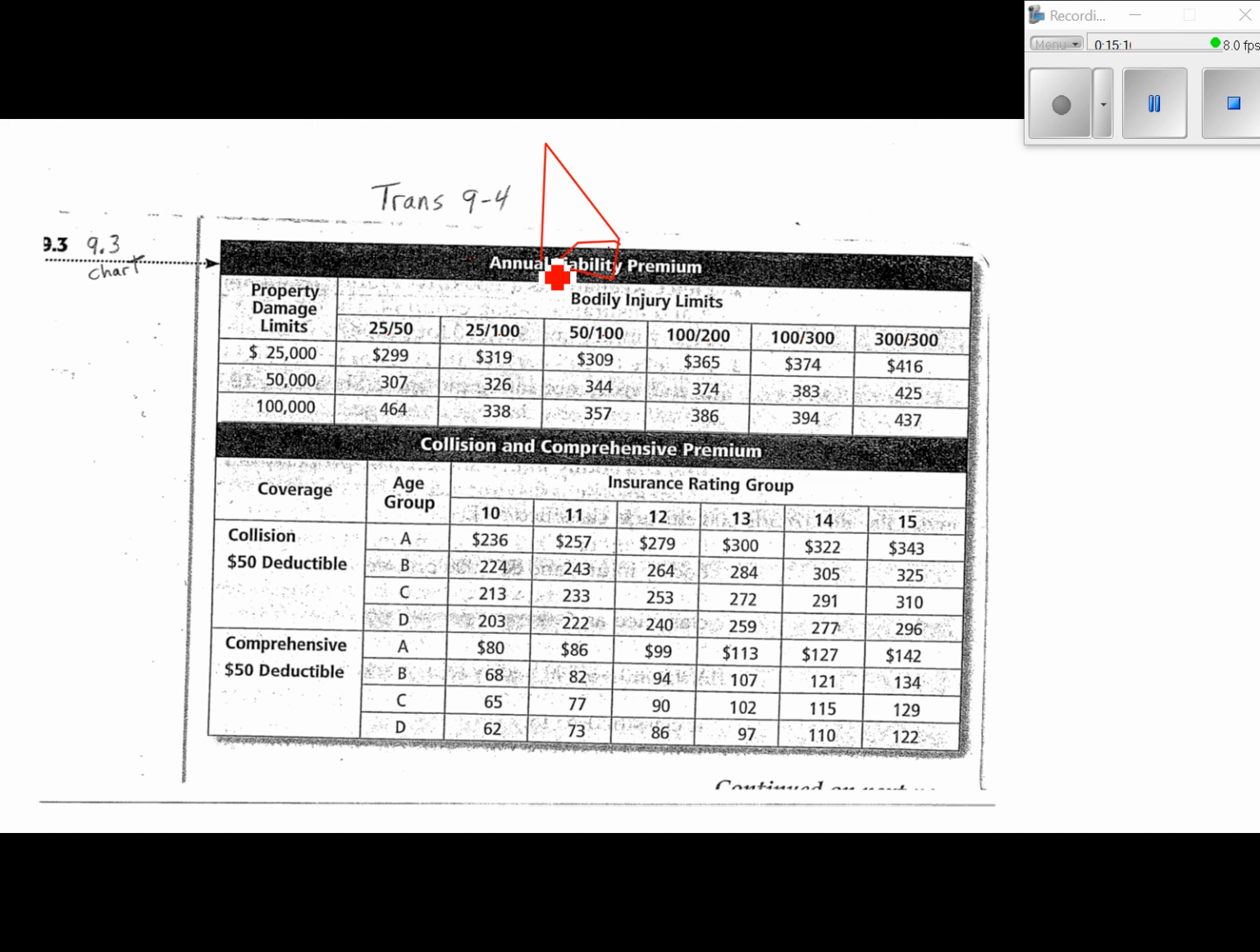It's the liability part. The collision part is down here. On these collisions, the book has each one of them as a $50 deductible. I don't think that you can get insurance anymore where they allow you to have a $50 deductible. It's gonna be quite a bit higher than that, probably at least 500. So this is just showing that our book's a little old, but we're gonna match it up, and you'll see that they have an age group, and then they also have 10, 11, 12, 13, 14, 15. That's the insurance rating group. That could be based on like your car and different things. And the book will tell you which group each person falls in.